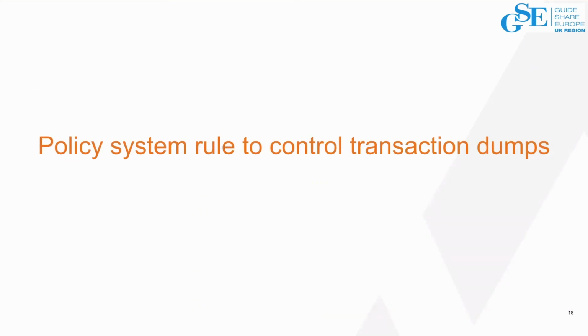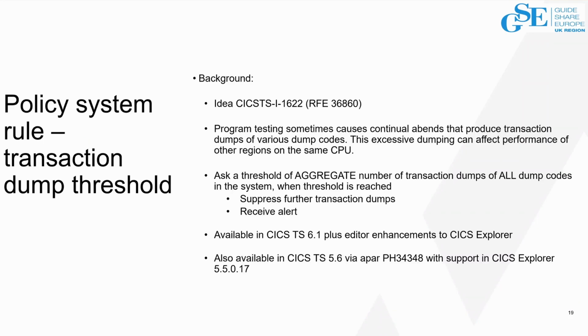So moving on again, this is an interesting one, a policy to control the total number of transaction dumps that a CICS region can take. Now, you're all no doubt well aware that we've had dump table capability for many years, if not decades. So you can have dump table options to control how many dumps are taken for a particular dump code, etc.